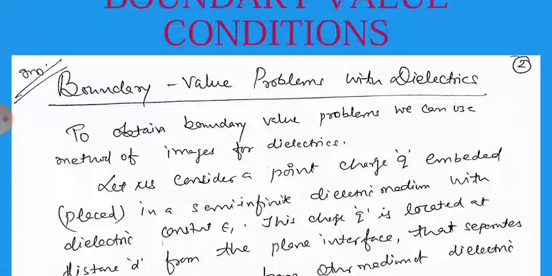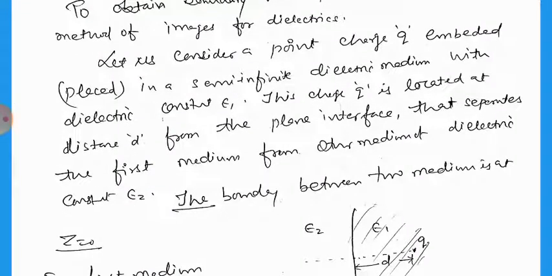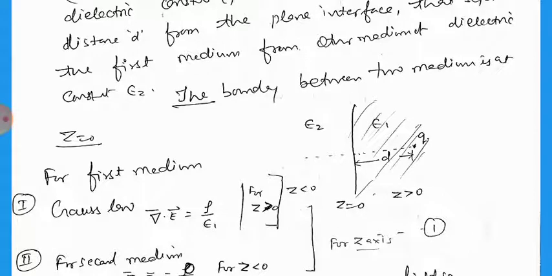Let us consider a point charge Q placed in a semi-infinite dielectric medium with dielectric constant epsilon 1, and this charge Q is located at a distance d from the plane interface that separates the first medium from the other medium of dielectric constant epsilon 2. As shown in the figure, the charge Q is placed at distance d along the z direction, where the dielectric constant is epsilon 1, and the other medium, z less than 0, has dielectric constant epsilon 2. So now, to obtain the boundary value conditions, we use this figure.